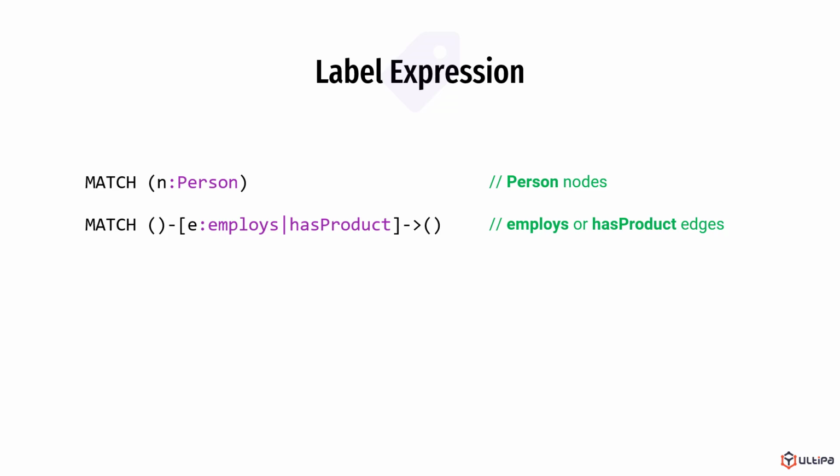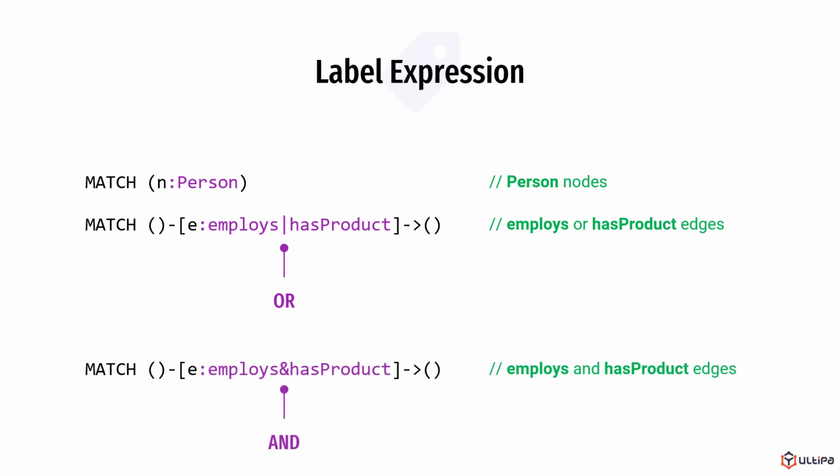The second match statement retrieves employs or has product edges. The two labels are combined using a vertical bar, which is the logical operator OR. In Ultipa, each node or edge has only one label. Therefore, querying edges with both employs and has product labels won't return any result.